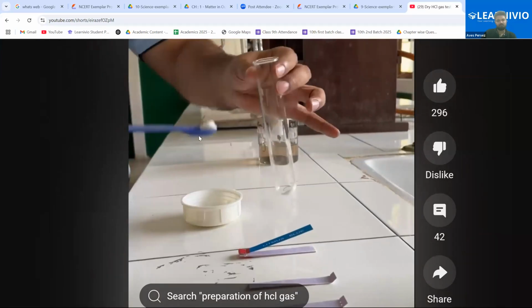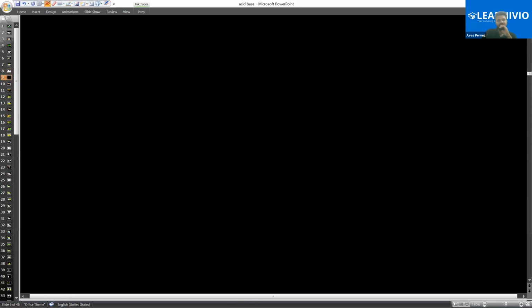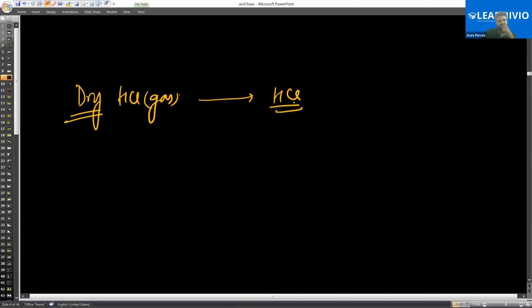Sir, so it just turns into another color just by the gas, in direct contact? Yeah. For example, dry HCl gas means, why I'm writing dry, because it does not have any water. So when dry HCl gas is passed through any paper, it is still HCl. It is not dissociating into H plus ions. The property of acid is shown by H plus ions. Actually, H plus ion is responsible for showing the property of acid. It is not dissociated because there is no water.